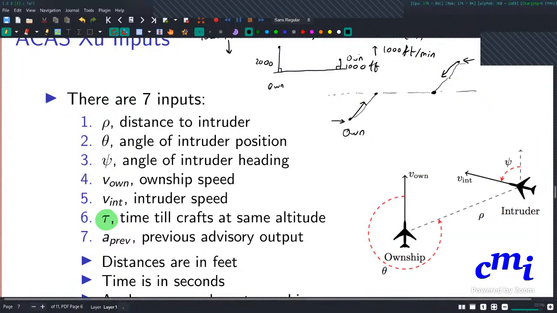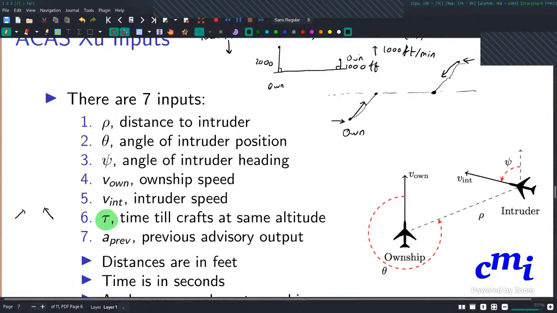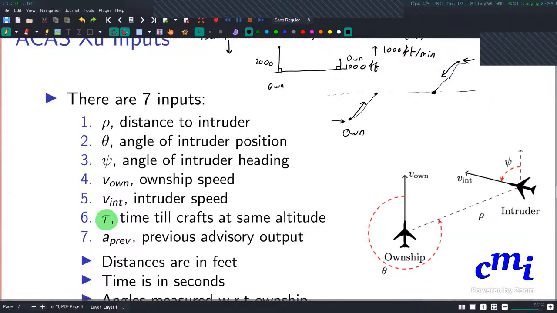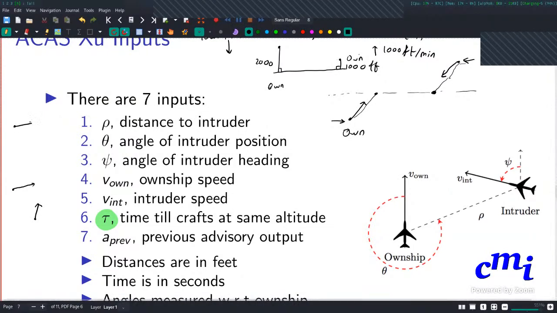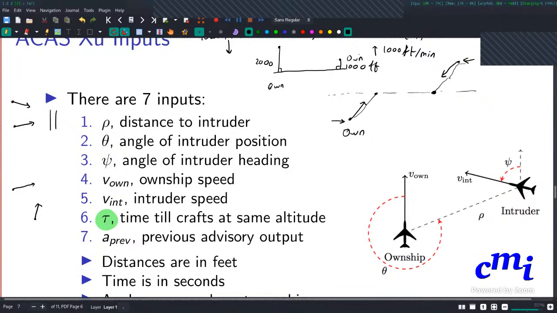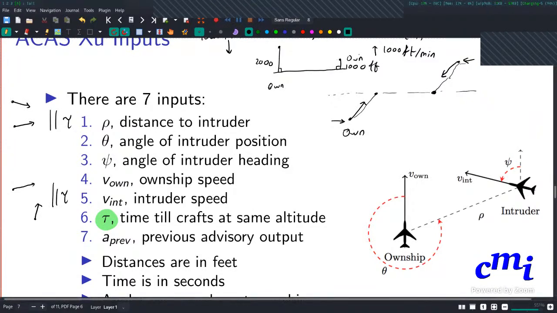You can have, say, both aircraft climbing from different altitudes. Let's say one aircraft is at high altitude and climbing very slowly, and another aircraft is at low altitude and climbing very fast. This might be one situation, and the other situation might be that one aircraft is climbing and the other is descending. You might end up getting the same tau for both situations. But that is how they model their input space.